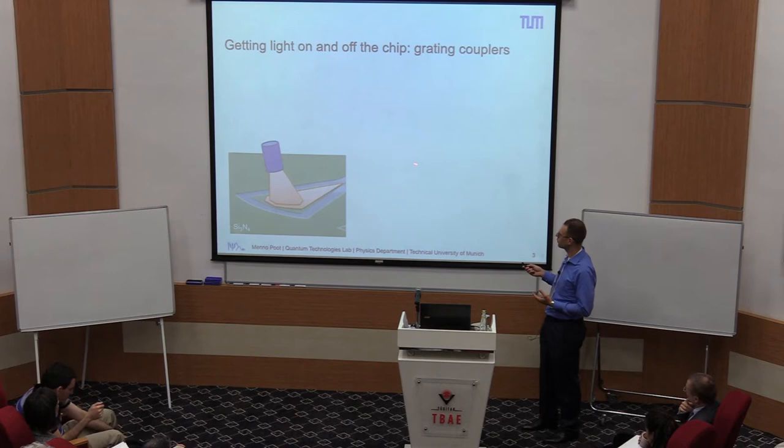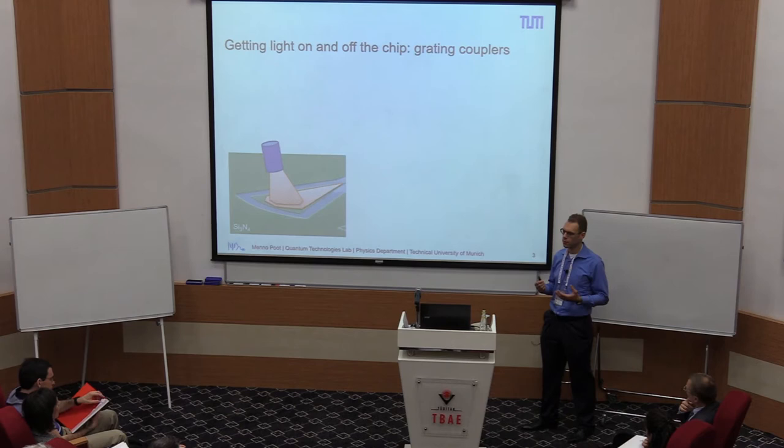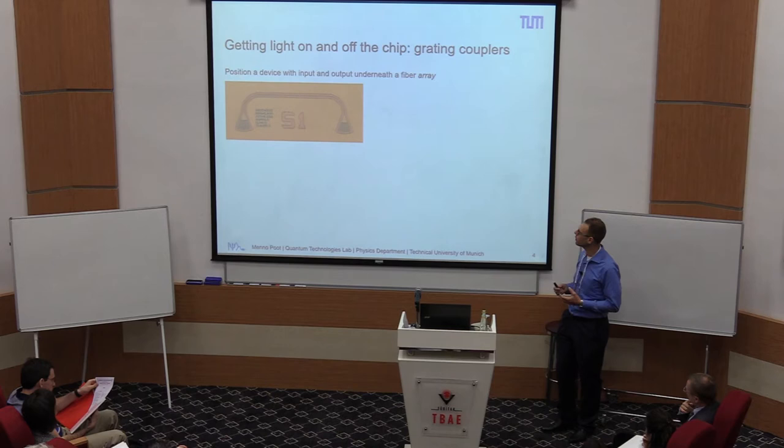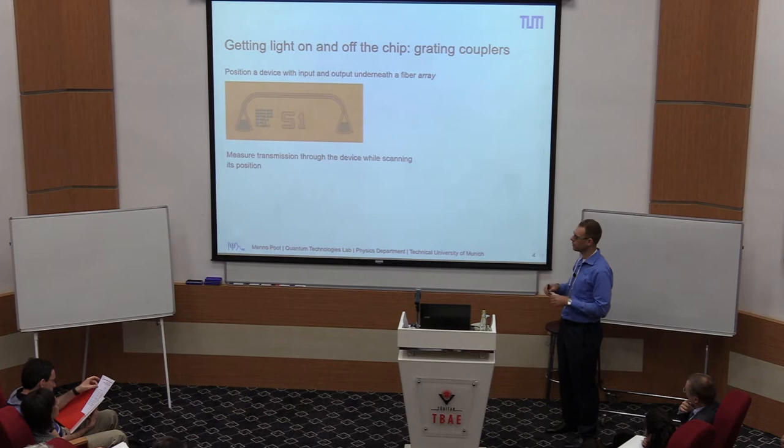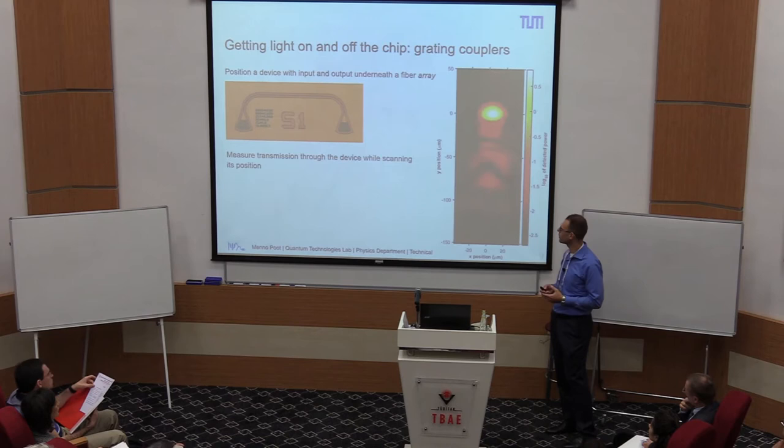So now the simplest device that you can think of will be to have a waveguide go along the chip, then go to another grating coupler, and then we can now measure with a second fiber how much light is transmitted through this device. And we can do that while we are scanning our chip underneath this fiber array that we have. So when we do that, we get a measurement like this, where you see the X position and the Y position of our chip.